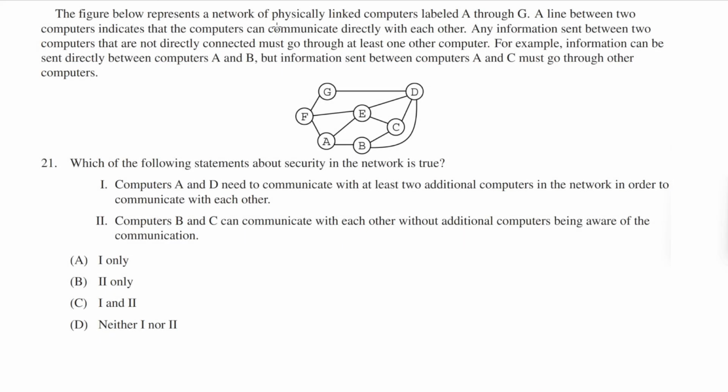The figure below represents a network of physically linked computers labeled A through G. A line between two computers indicates that the computers can communicate directly with each other.